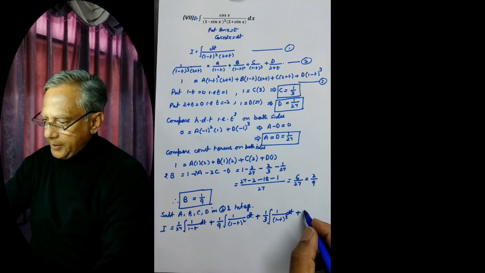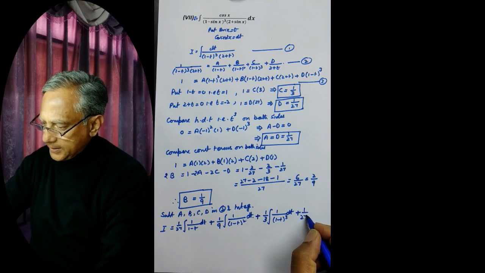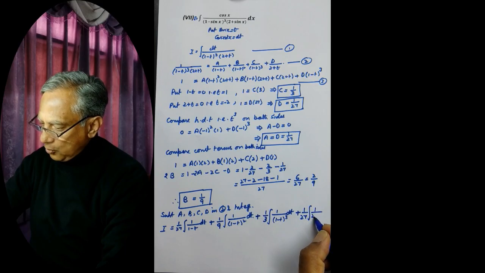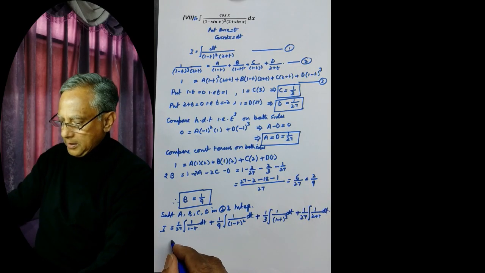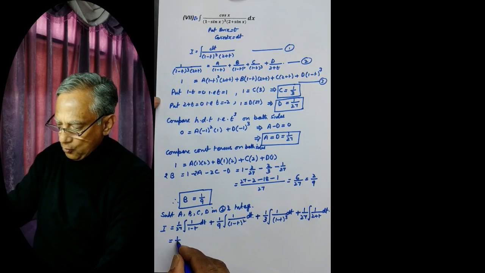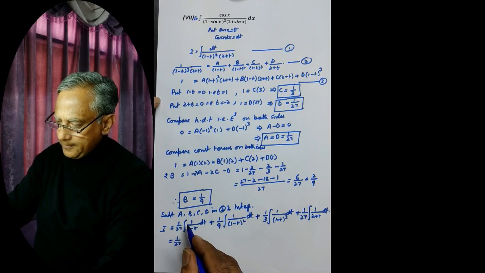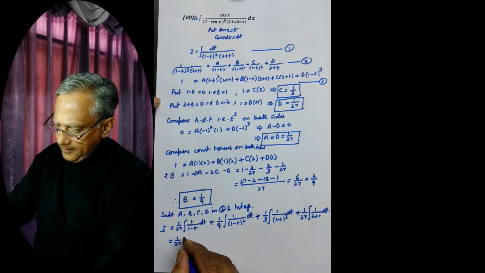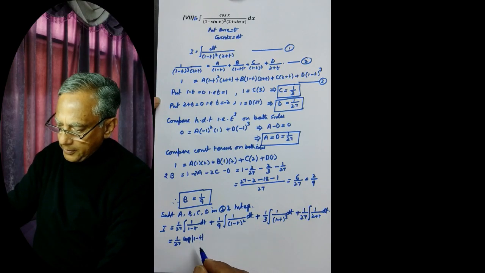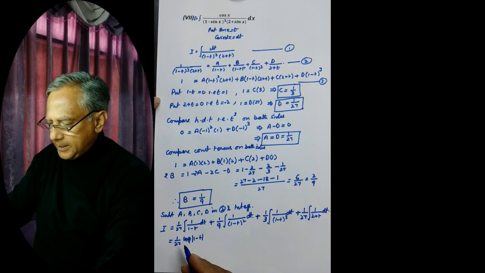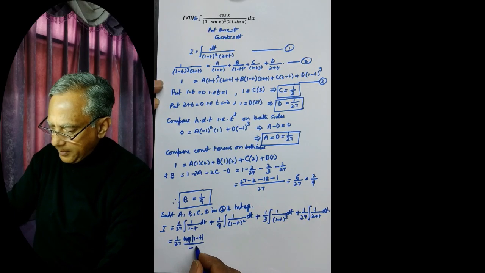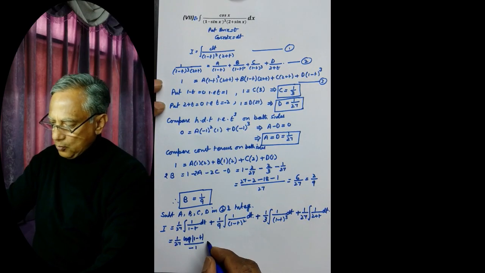Plus D. D is 1 by 27. 1 by 27 integral 1 over 2 plus t dt. And this is equal to 1 by 27. Now integration of this is log of 1 minus t, and the coefficient of t is minus 1, so we must divide by minus 1.